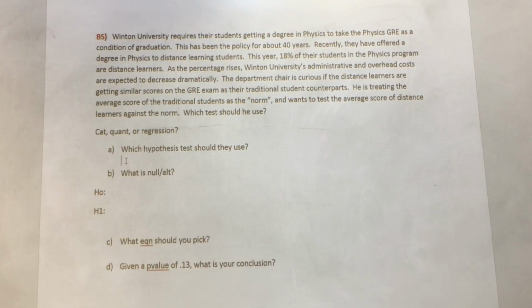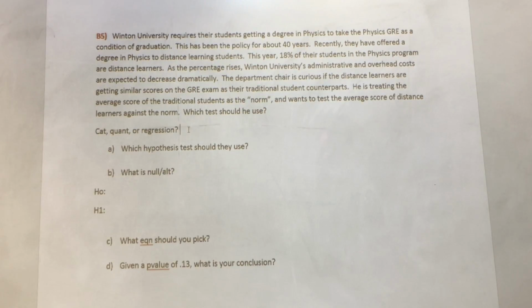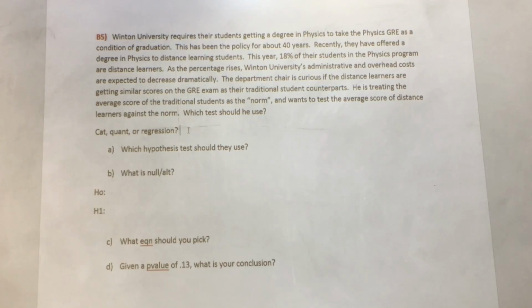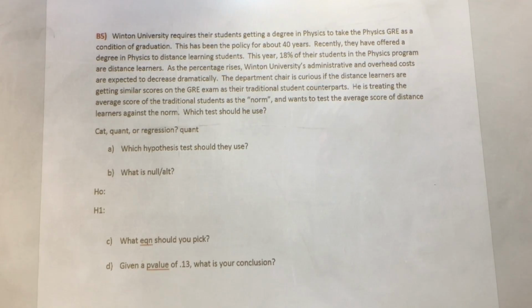Quantitative. Quantitative? Anybody disagree and say it's categorical? There's a percent in there, right? This is a proportion or a category. I mean, okay, I didn't mean to steer you wrong. It was quantitative. There was a distractor in there, though. Okay. All right.